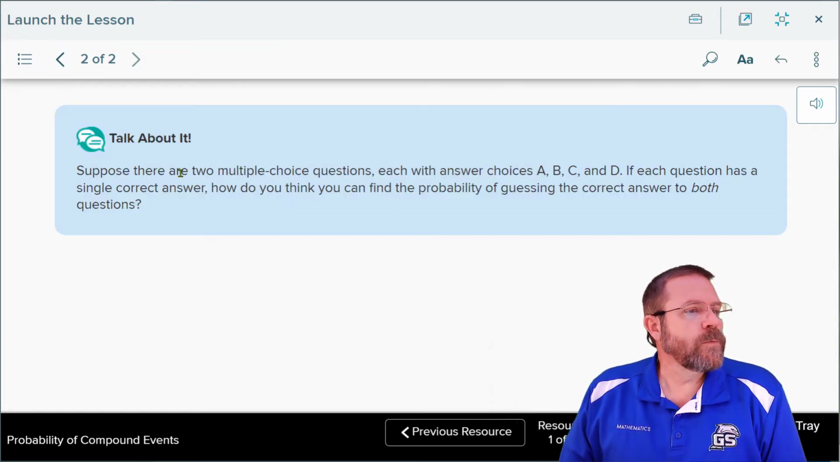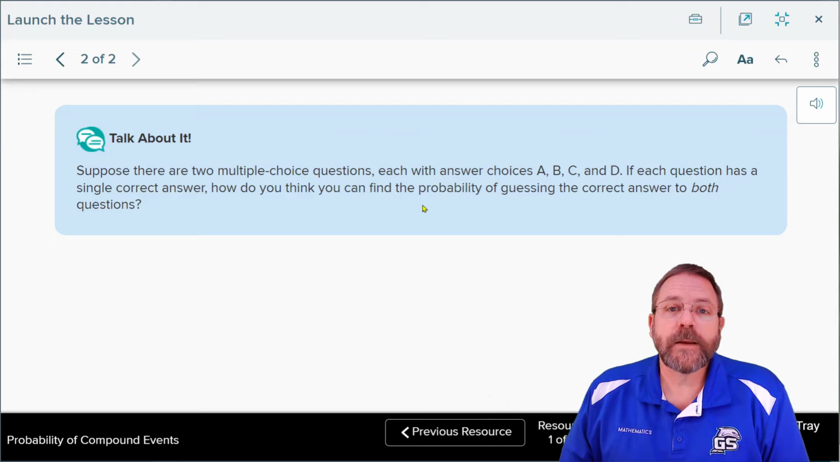Suppose there are 2 multiple choice questions, each with answers A, B, C, and D. If both have a single correct answer, how do you think you could find the probability of guessing the correct answer on both of them? That's the kind of thing we're going to learn about today, and your answer would be there'd only be a 1 out of 8 chance of you getting them both correct.